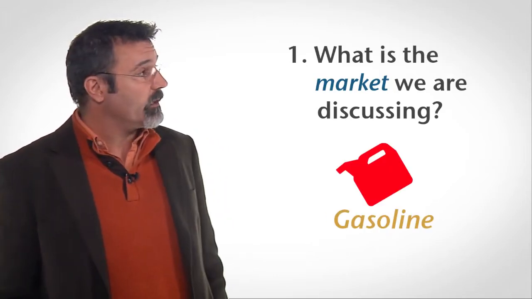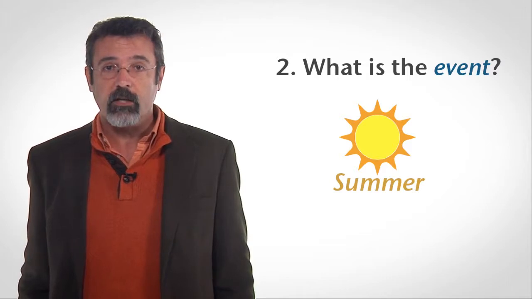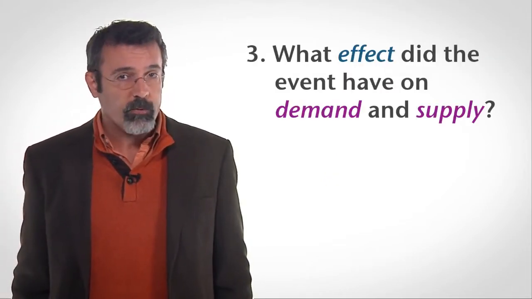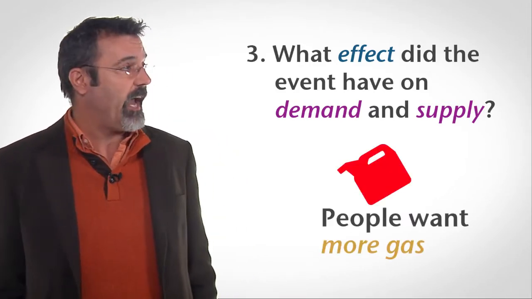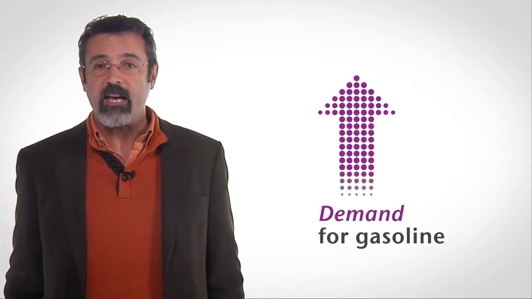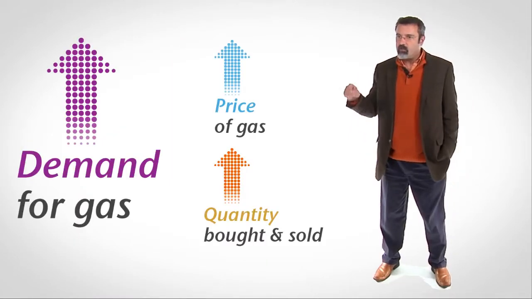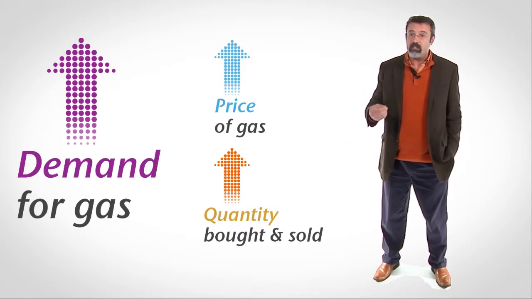First, we're discussing the market for gasoline. Second, the event is the arrival of summer that causes people to want to drive more. Third, ignoring the price of gas, people's desire to drive more means that they want more gas. The demand for gas is increased. Now that we know what's happened to demand, we can figure out what happens to price. When the demand for gas increases, we know that the price of gas will rise and the quantity of gas bought and sold will rise.